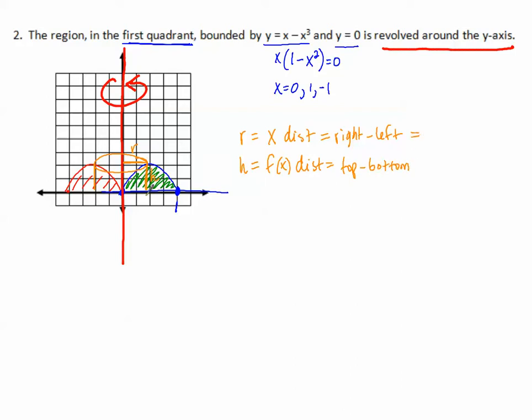Going right minus left is x minus 0, or x. Going top minus bottom is x minus x cubed, and then we plug it into our volume. Volume is 2 pi integral of the radius times the height dx, and then figure out where our x's go from and to. 0 in the shaded region to 1 in the shaded region. Yay!